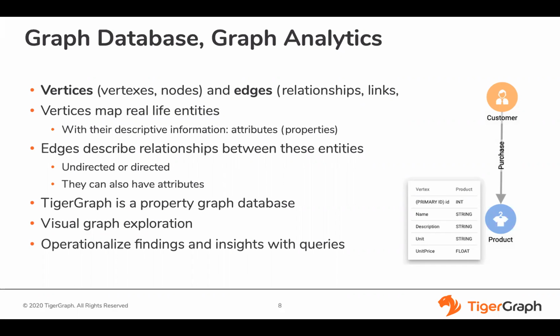Edges are generally visualized as a line or arrow, depending on whether they are directed or not. Edges can also have attributes or properties just like vertices. And this latter feature makes TigerGraph a property graph database. These properties on both vertices and edges can be used for filtering, sorting, aggregations, and in various built-in and user-defined functions and algorithms.